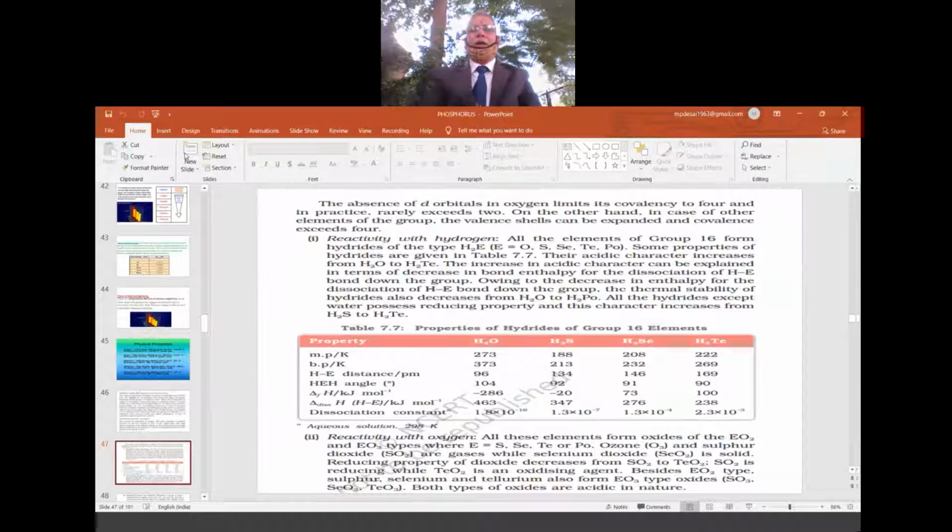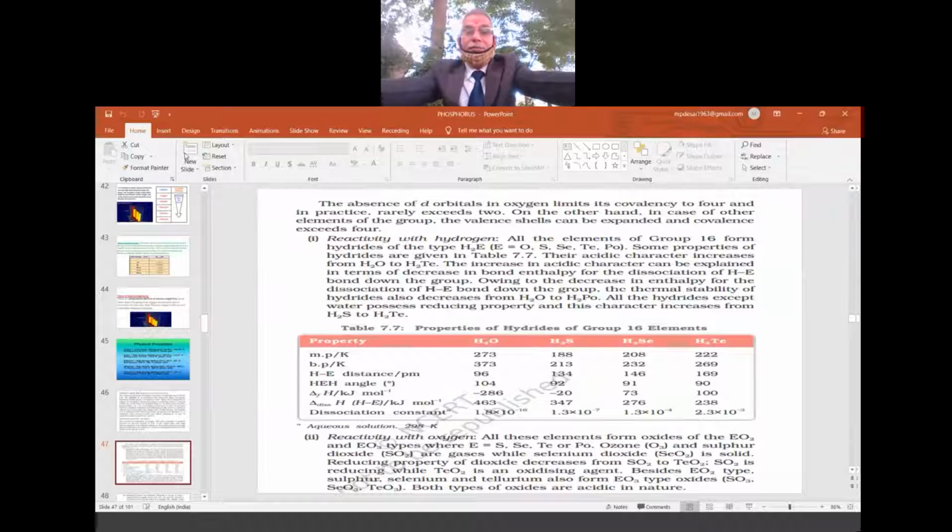So what is the general trend here? We get hydrides of the formula H2E. Some properties of hydrides are given in Table 7.7 that you go through, because they are all physical data. Just have them for knowledge; whenever we conduct practicals, at that time they will find some use or meaning. Otherwise, just have a glance.